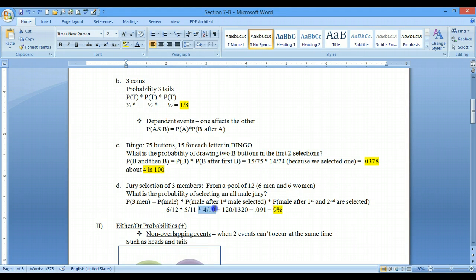Now I want the third male, which will be times. I've already selected 2 men out now. Now I only have 4 men left, and now I only have 10 left in the pool. So it's times 4 out of 10. I get 6 out of 12 times 5 out of 11 times 4 out of 10, which gives me 120 out of 1,320, which gives us 0.091 or 9%.